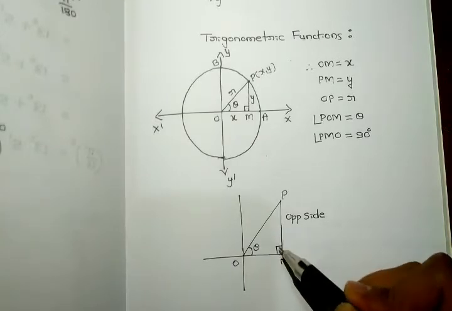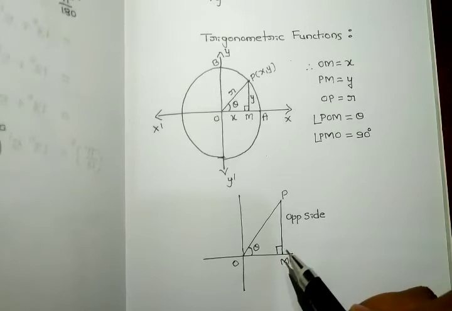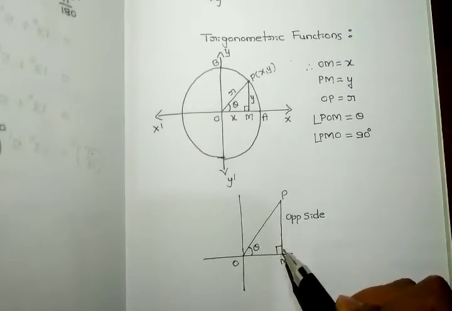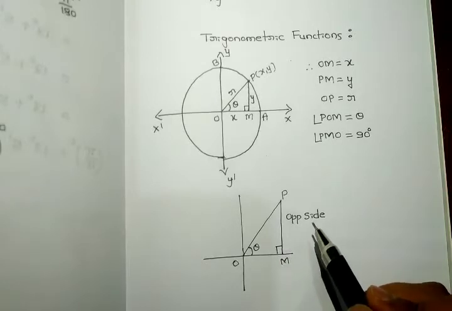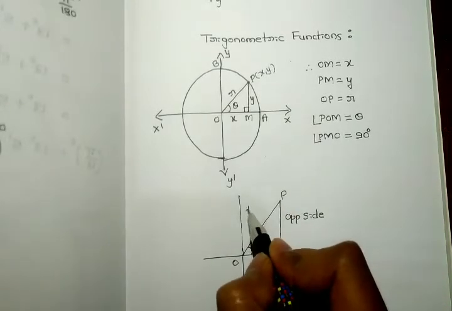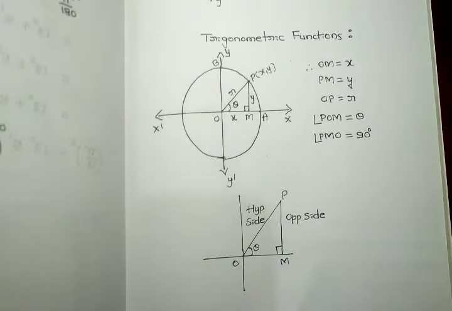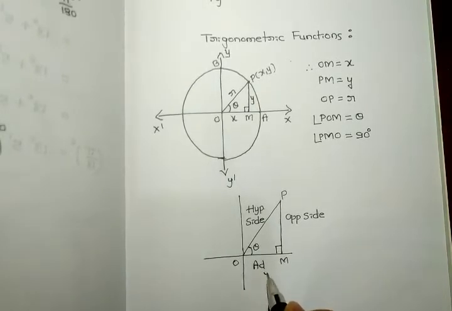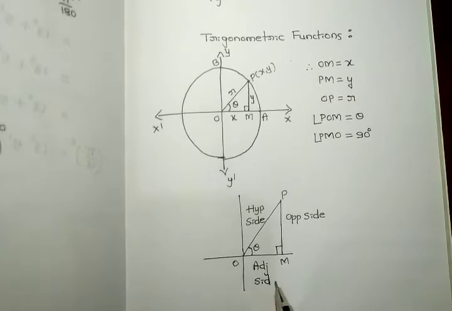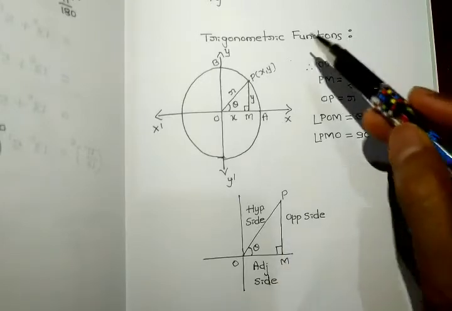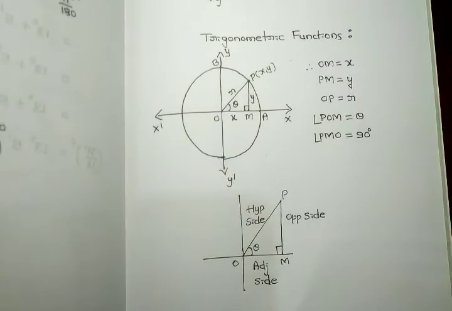Next, this is the side which is opposite to 90 degrees. The side which is opposite to 90 degrees is called the hypotenuse side. Then the remaining side is called the adjacent side. Now, using these 3 sides, we are going to define the 6 trigonometric functions.